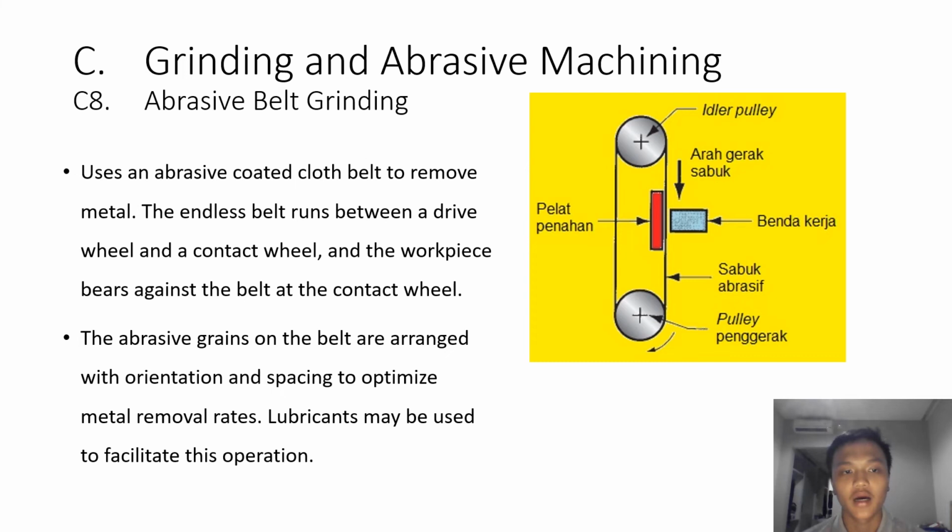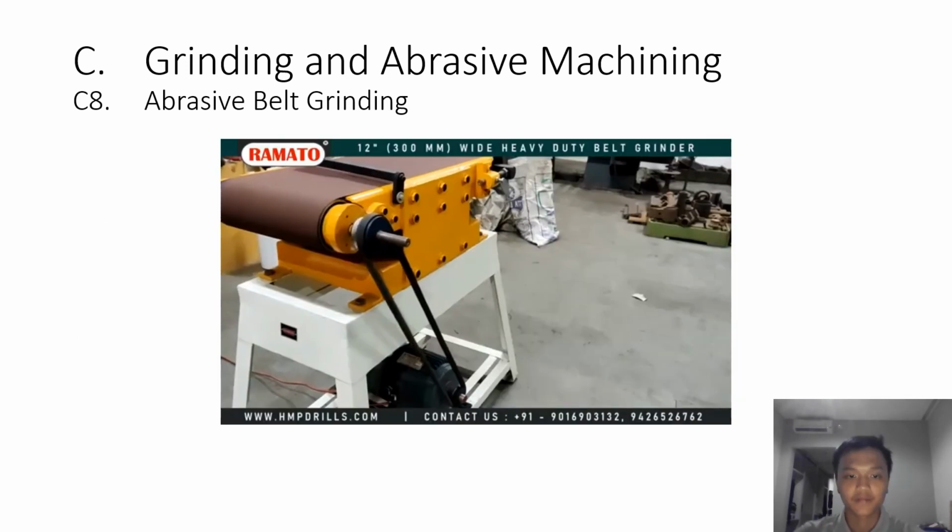Next one is abrasive belt grinding. Abrasive belt grinding uses an abrasive coated cloth belt to remove metal. The endless belt runs between the drive wheel and the contact wheel, and the workpiece bears against the belt at the contact wheel. The abrasive grains on the belt are arranged with orientation and spacing to optimize metal removal rates. Lubricants may be used to facilitate this operation.